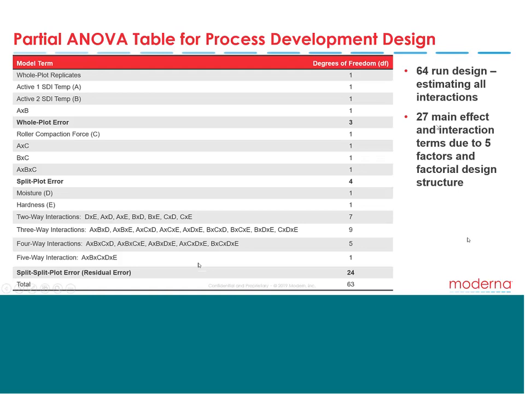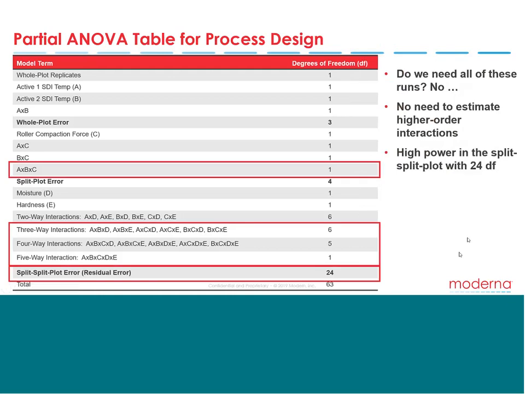We actually end up with 27 main effects and interaction terms because of these 5 factors, and we have to test them all against the appropriate error term. So in this case, it's the same as before. We have really high power for our split plot terms and maybe not as much for our whole plot terms. But the next question is really, do we need to do all 64 of those runs?